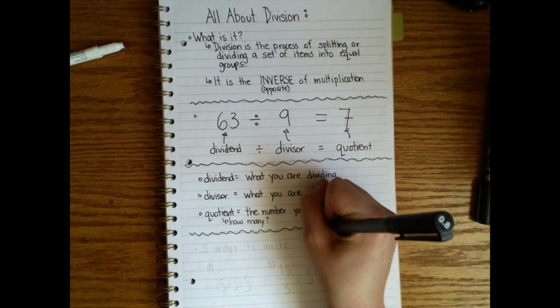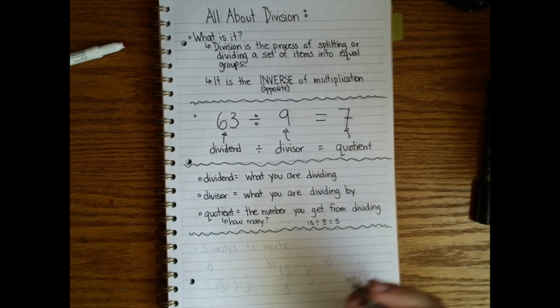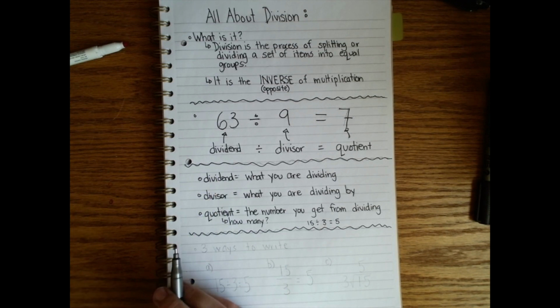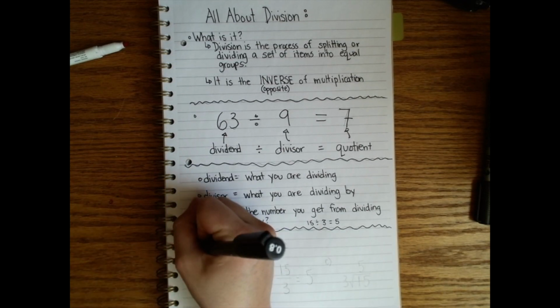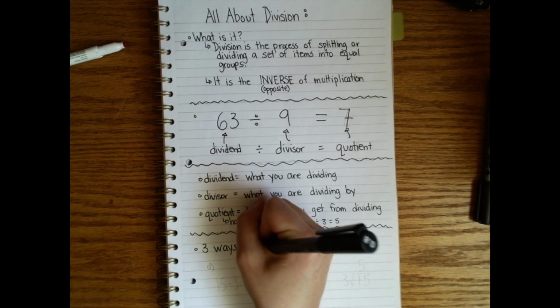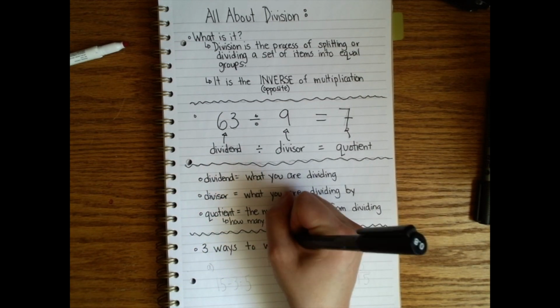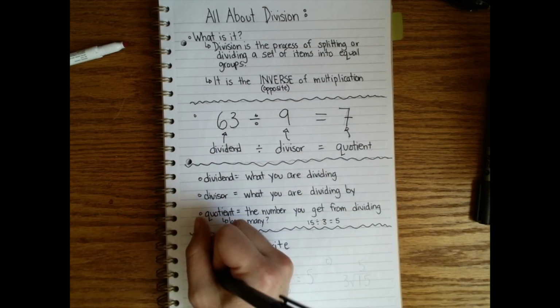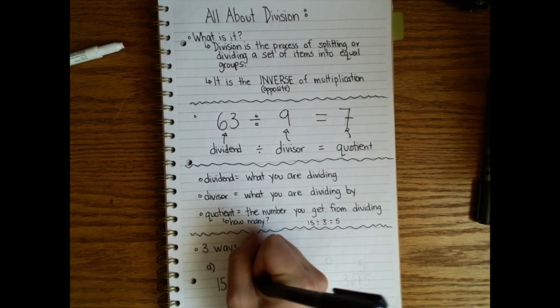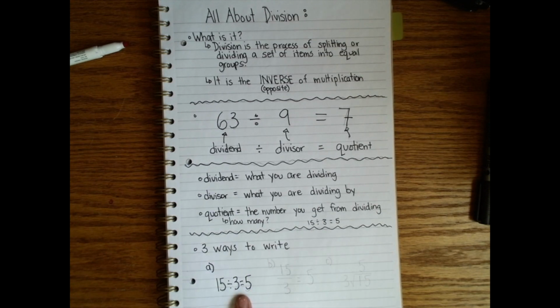So those 3 words, dividend, divisor, and quotient, are going to be really important as we move forward in learning about division. It's also going to be important to know that there are 3 different ways that we might use to write a division equation, and it's important that you're able to do all 3. The one you're probably most familiar with is this way that's kind of horizontal. 15 divided by 3 equals 5. There's that example again. So that's one way. We have our dividend divided by our divisor equals our quotient.